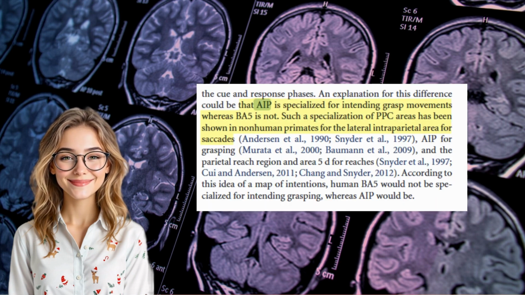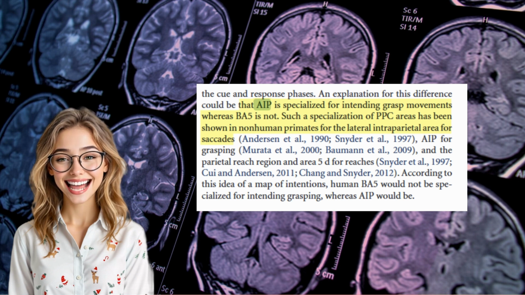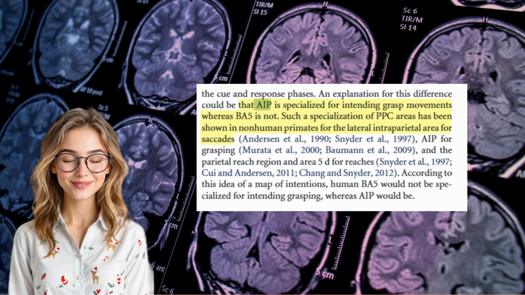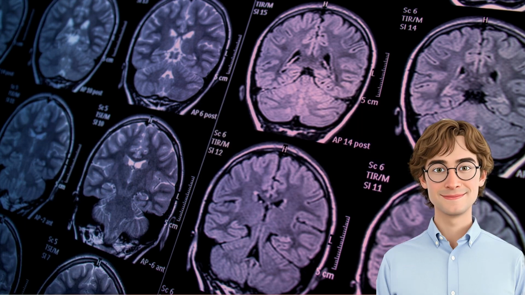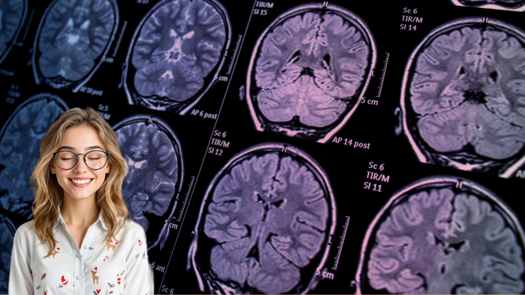Interesting. AIP appears to be more specialized for intending grasp movements, while BA5 is more involved in processing visual information about objects. So AIP is like the grasping center of the brain. You could think of it that way.